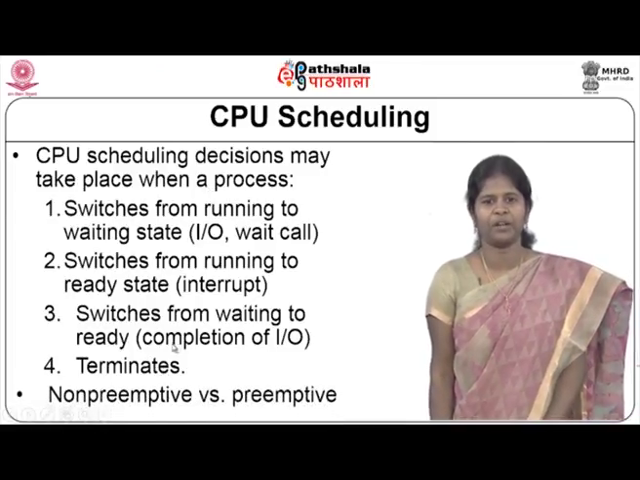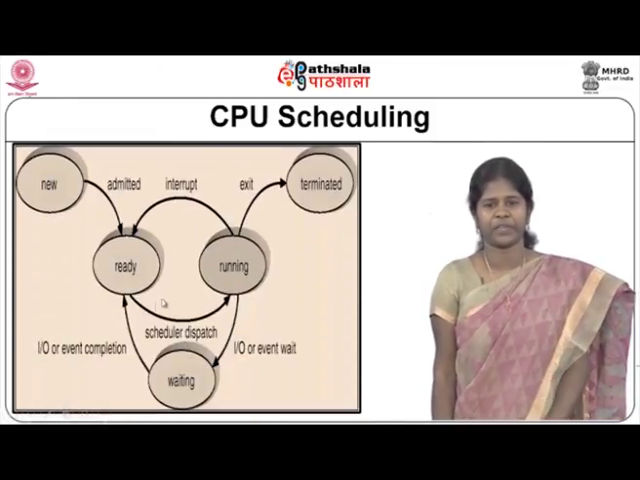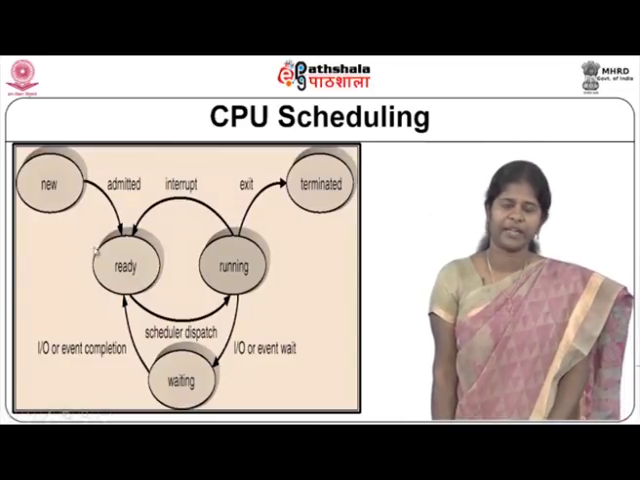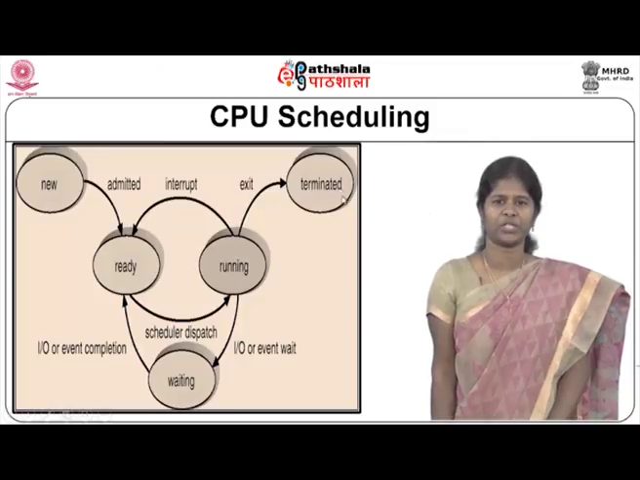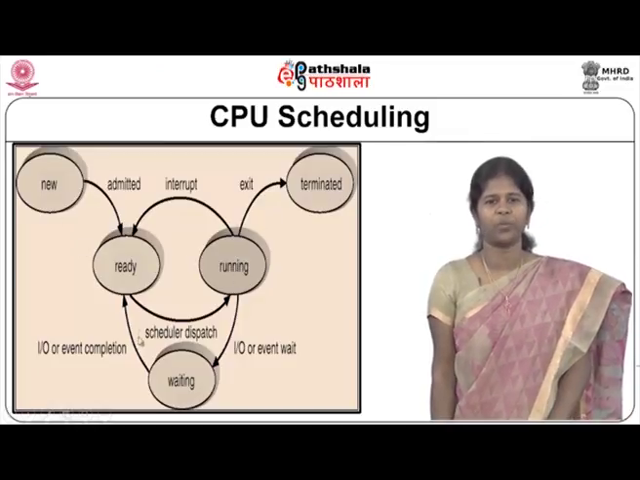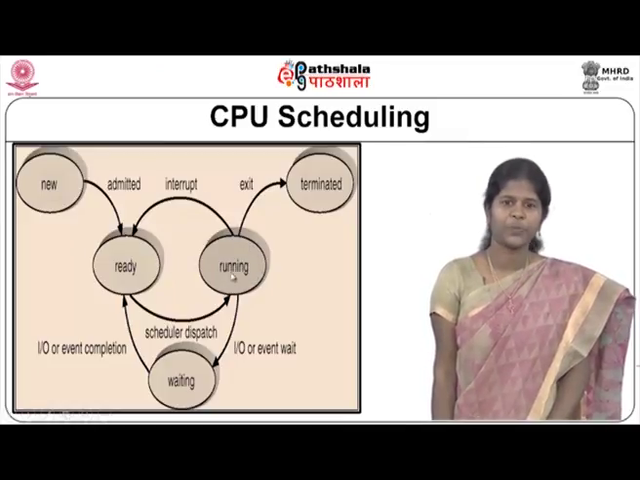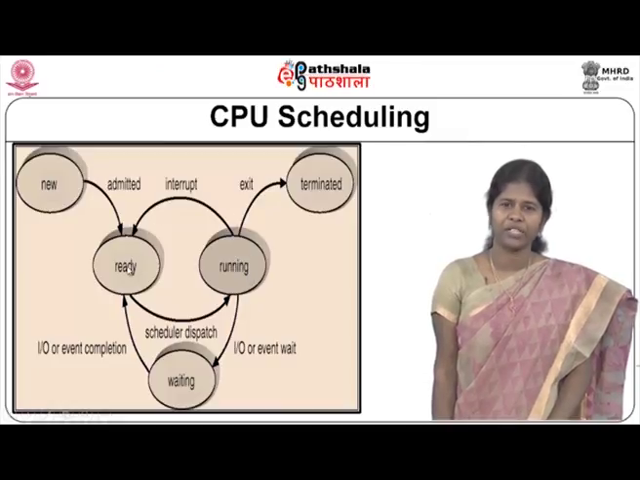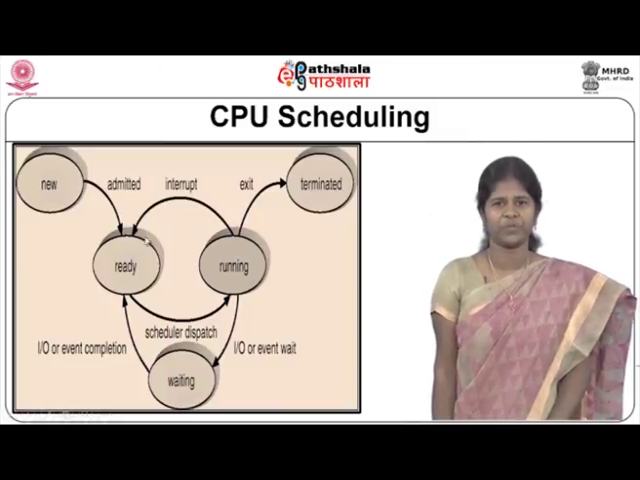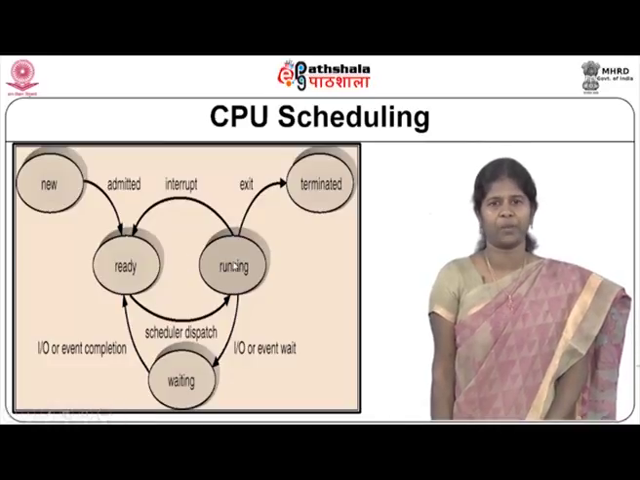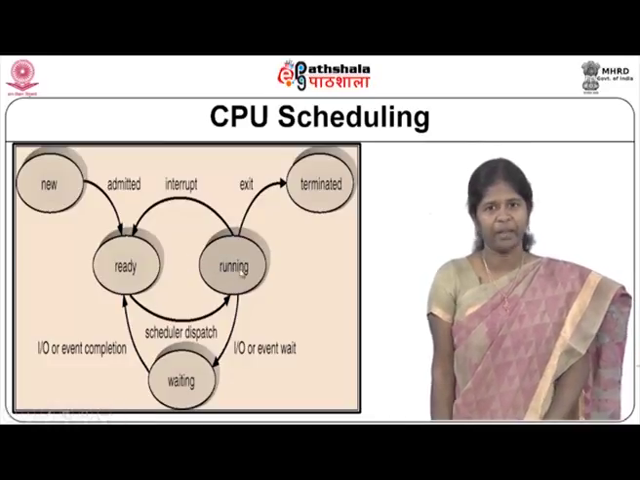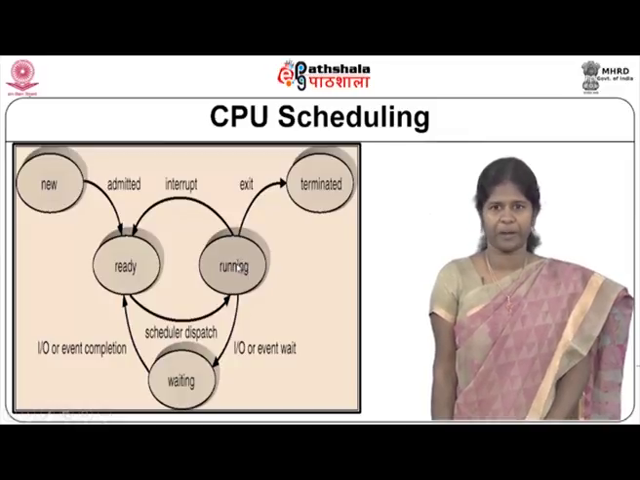Say for example, you look at this diagram, there is a process in the running state, there can be processes in the ready state, there can be processes in the terminated, new, waiting and so on. Whenever a process is running and if an interrupt happens, then this process has to go back to the ready state and wait for the interrupt to be serviced. In the meantime, another process can be picked up and be given the CPU. So, at that time the CPU scheduler will run.